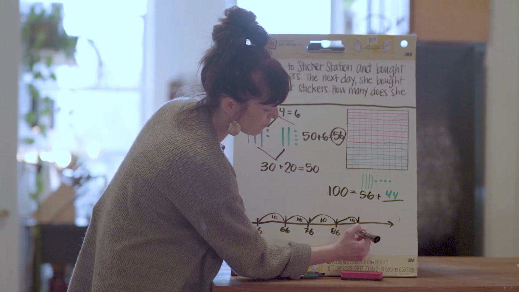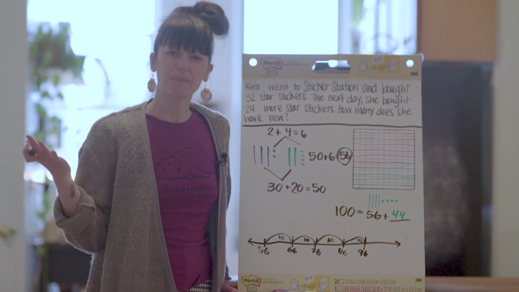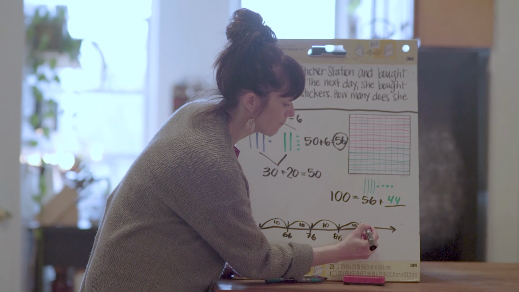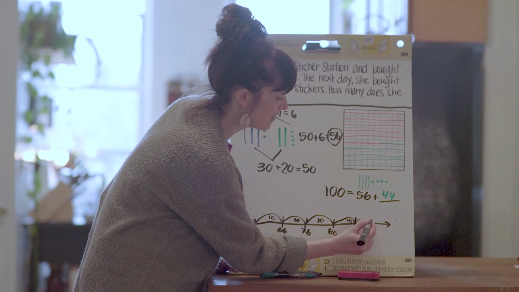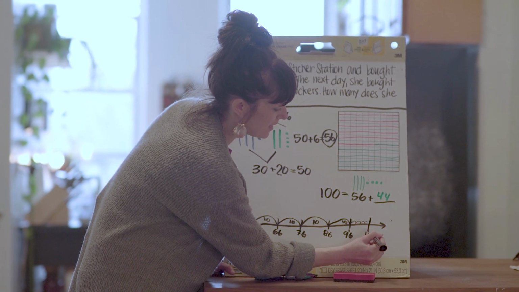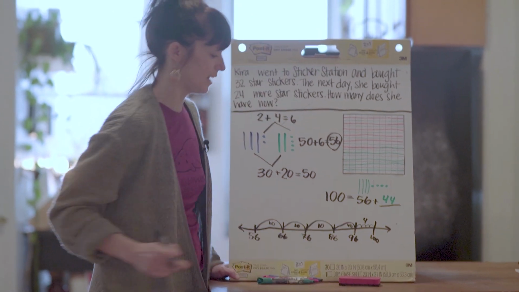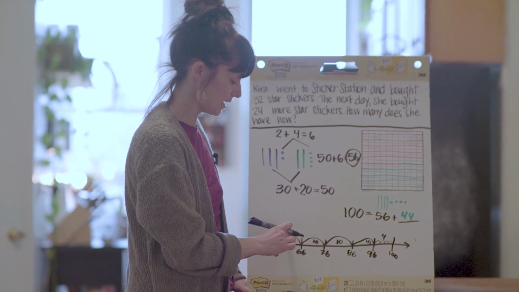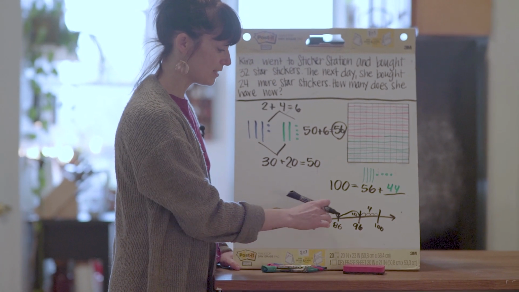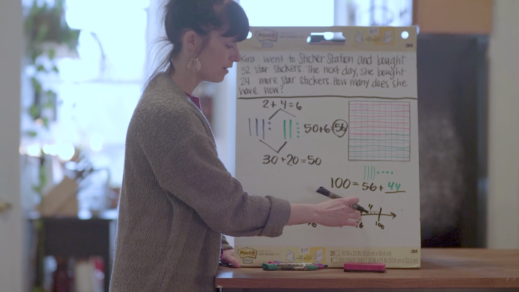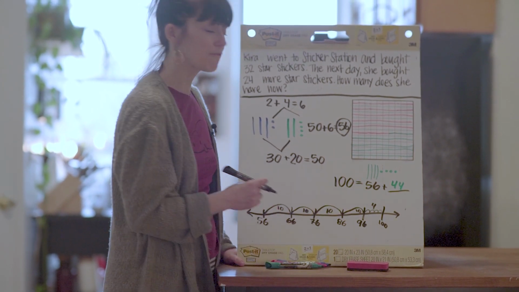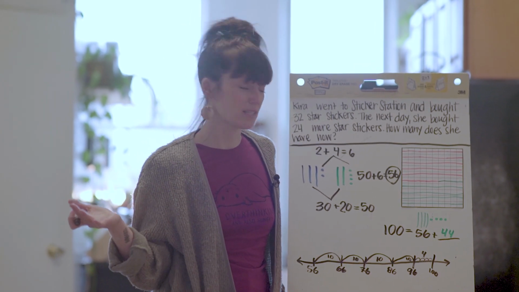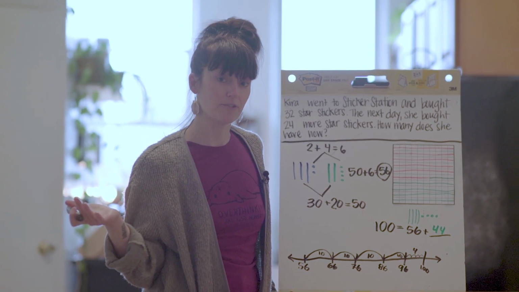86 plus 10 more is 96, but I'm not quite at 100 yet, so I need to jump by ones now. 96, 97, 98, 99, and I finally landed on 100. I know this is four altogether, so let me add them all up together, and I can count by tens to do this. I can say 10, 20, 30, 40, 1, 2, 3, 4, so 44 altogether. So that's how you can figure out how many more stickers she will need in order to get to 100.